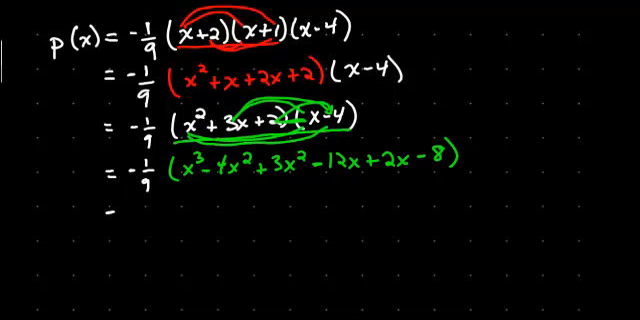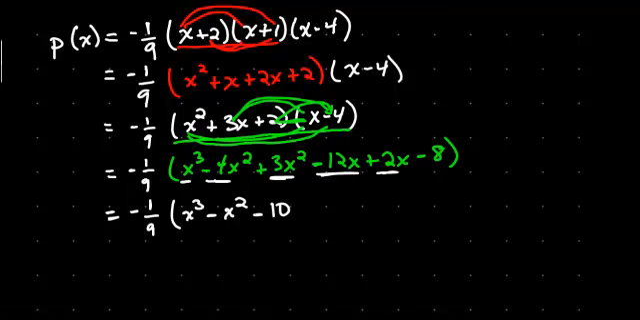Okay, simplifying now. Let's combine like terms: x cubed. Do I have any x squareds? Here's an x squared, there's an x squared. So what's that leave me? A negative 4 and plus 3 leaves me with a negative x squared. Alright, having x's: negative 12x plus 2x leaves me with a negative 10x. And then my constant is minus 8.